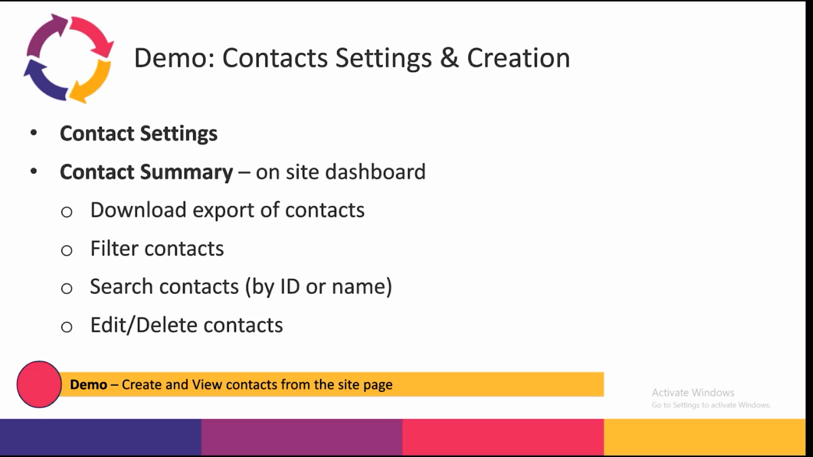In the contact summary on the site dashboard, that will show you all of the fields that you saw on the contact list view. You can, however, also download an export of the contacts, which will show all of the different data fields of the contact. You can search the contact by ID or name, or you can set any other filter that you would like, because it acts the same way as any data export would act. And you can also edit and delete contacts from that view. So here we're just going to create and view contacts from the site page, just to show you what that looks like in practice.